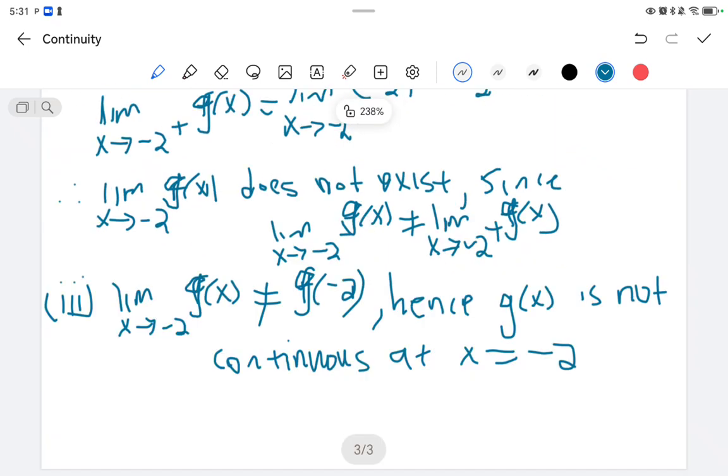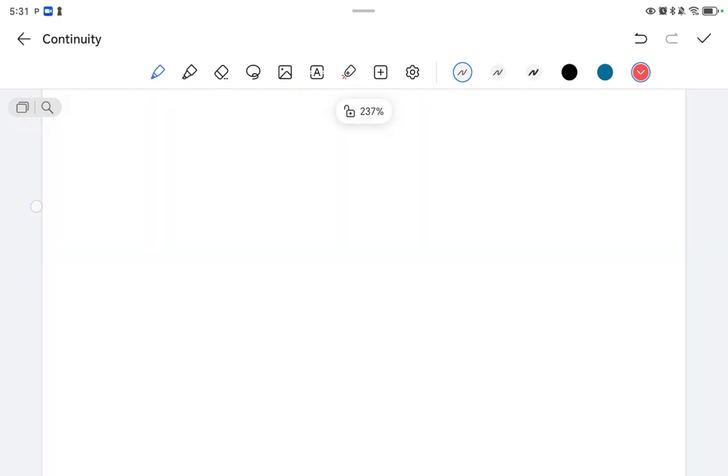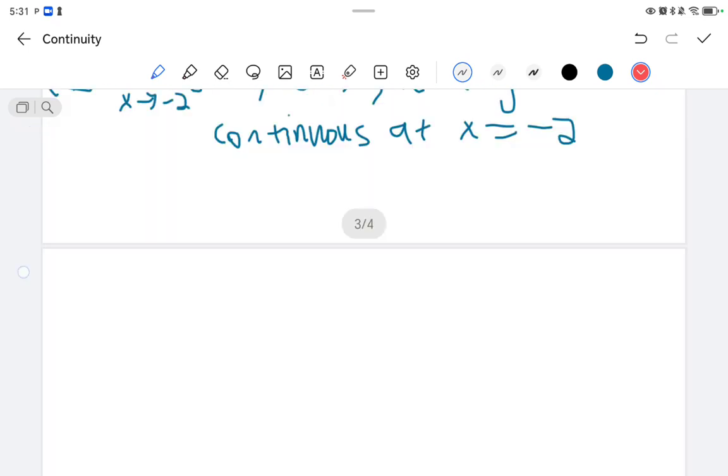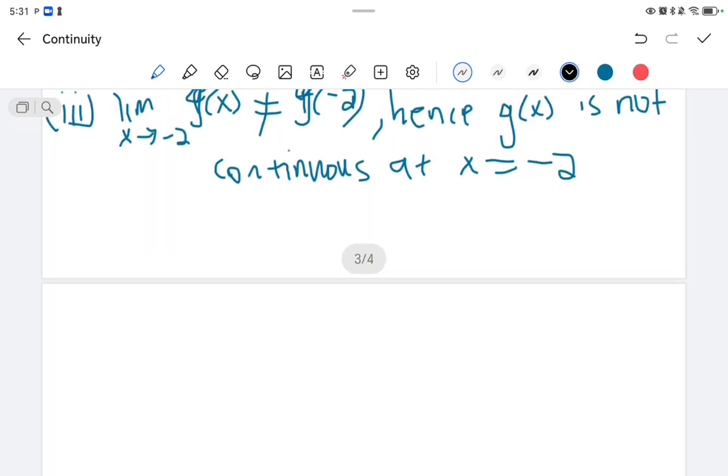Then we check the closed interval part. Now they say that we must also check whether it is continuous at the closed interval. For the closed interval, I'm also going to share the definition of a closed interval. What do we mean when we say that we're dealing with a closed interval? This comes from definition 2.4 in your guide.